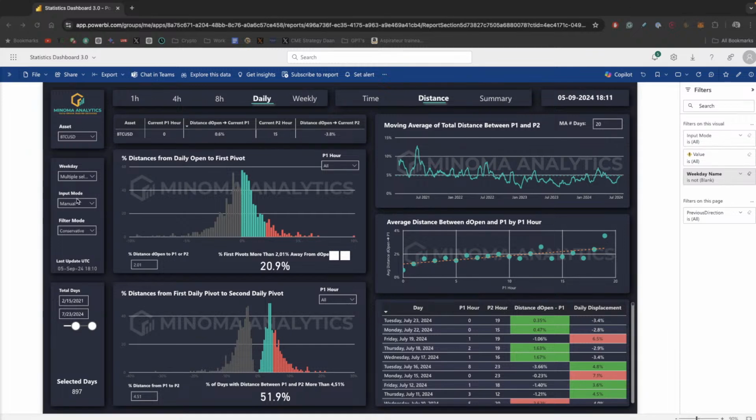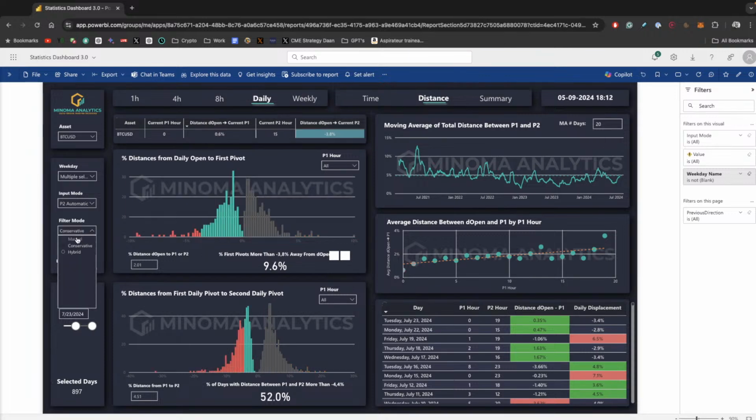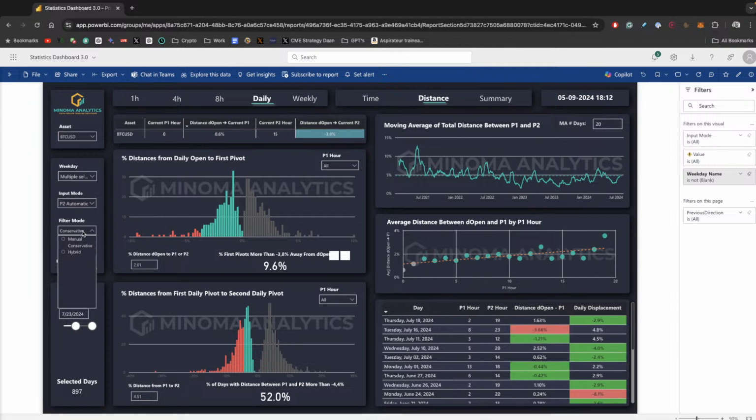Now I want to compare, by the way, the conservative filter mode versus the no filter mode, in this case manual with nothing selected. So no filtering versus conservative filtering. The difference between using and not using conservative filtering lies in the framing of the question you're asking of the data.